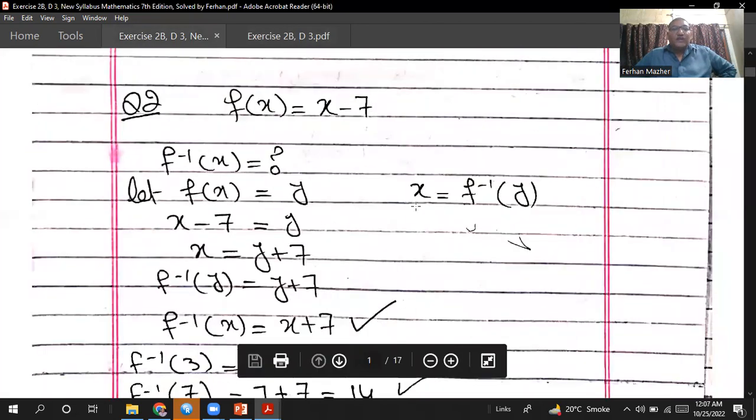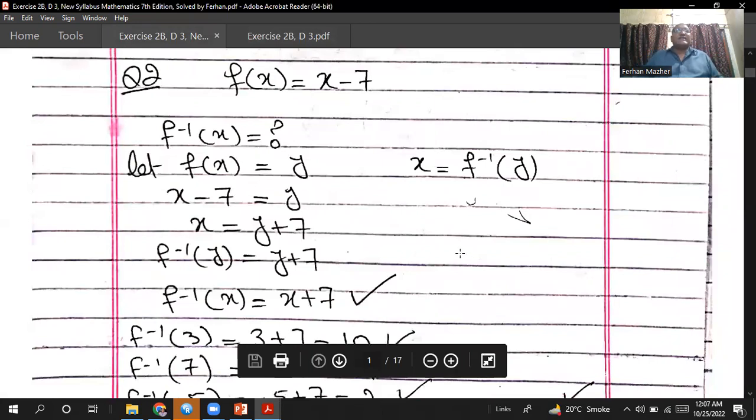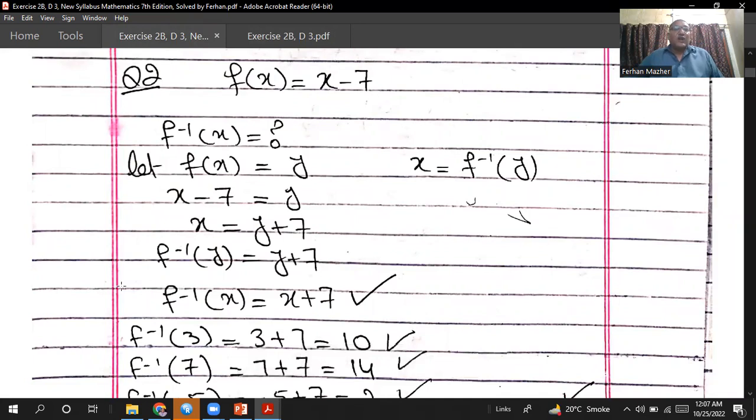So as usual, I told you f of x equals to x minus 7. So I want to find out f inverse of x. So I will suppose that f of x equals to y, which means x is equals to f inverse of y. F of x equals to y. In the f of x, I will put this value. So x minus 7 is equals to y. So I will make x the subject of the formula. So x minus 7 equals to y. So x will be equals to y plus 7.